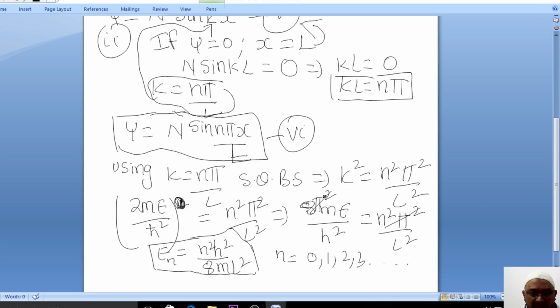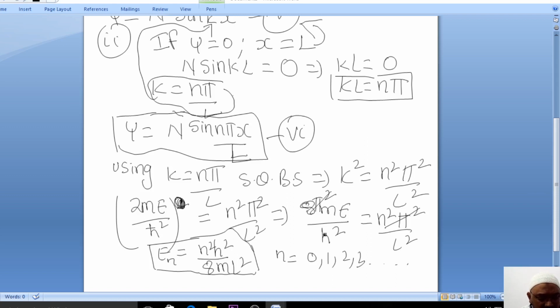So pi square gets cancelled. So here generally what we got? Energy En is equal to n square h square by 8 ml square. So n can take value from 0, 1, 2, 3.